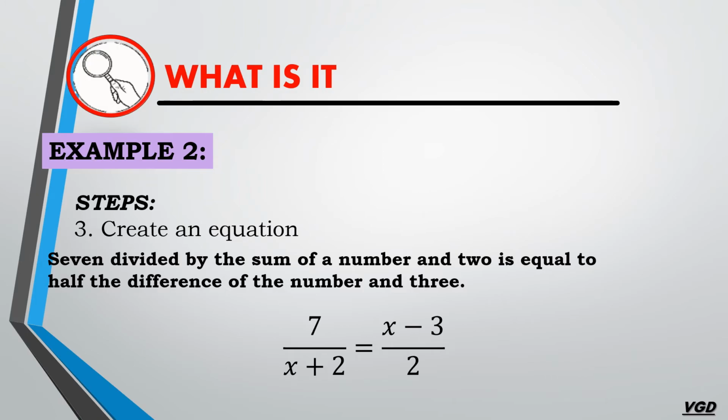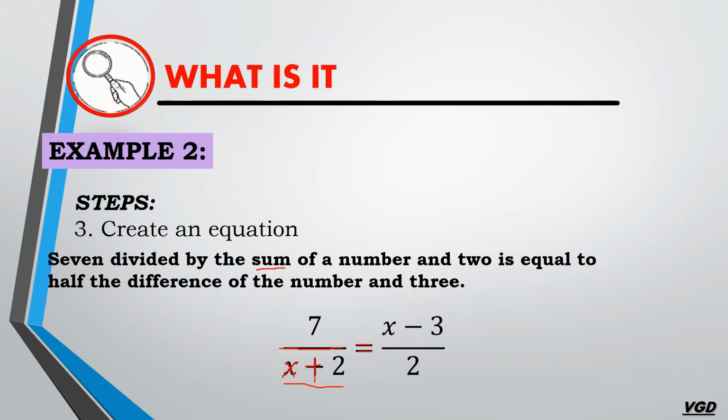Recalling your knowledge in translating verbal phrases to mathematical phrases, we will be able to get 7 divided by the sum of a number and 2. We assign the number to be x, and following the operation stated, the sum, we add. The sum of a number and 2 gives us x plus 2.